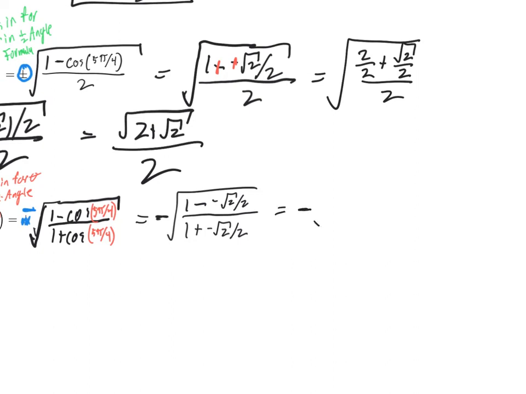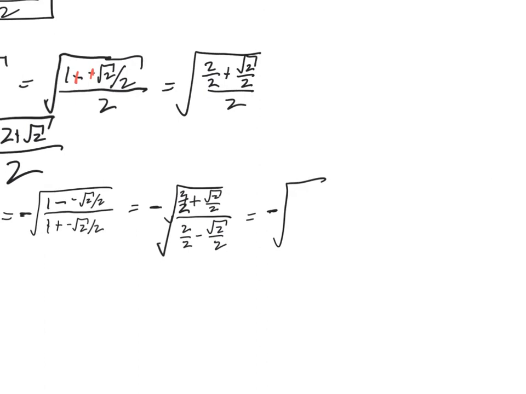equals negative square root, minus a minus becomes a plus, so that'll be 2 over 2, get that common denominator, plus root 2 over 2, all over 1 minus root 2 over 2. So that'll be 2 over 2 minus root 2 over 2. And let's just keep on simplifying. Equals negative, because I haven't done anything with that negative sign yet, the square root of 2 plus root 2 all over 2, all over 2 minus root 2 all over 2.